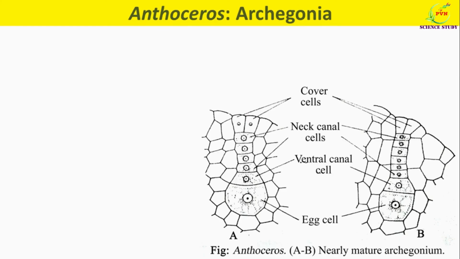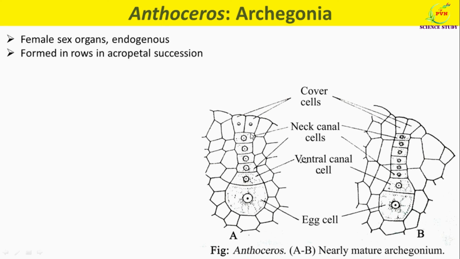Now we will study archegonia of Anthoceros. So this is the diagram which shows the structure of archegonium, that is the female sex organ in Anthoceros. Archegonia are also formed on the dorsal surface and are endogenous. That means they are embedded within the gametophytic tissues of the Anthoceros thallus like this. So these are the gametophytic tissues of Anthoceros in which this archegonium is embedded. These archegonia are formed in rows and in acropetal succession.